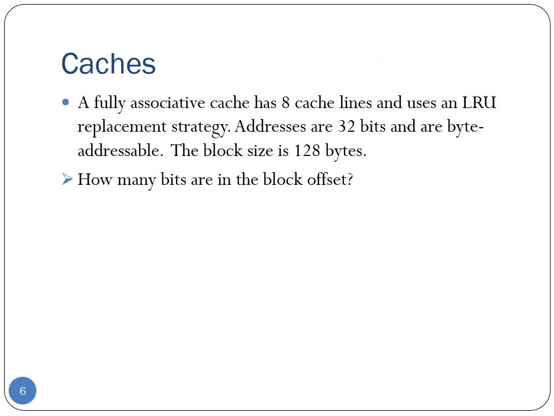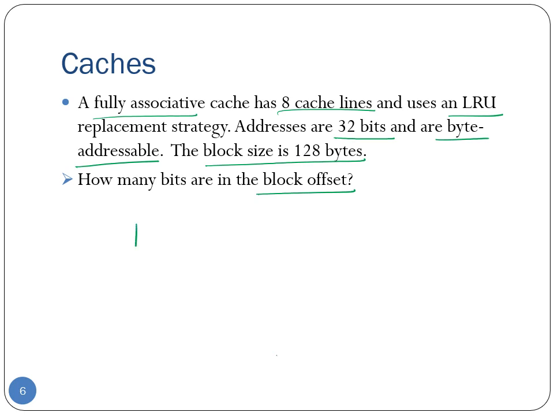The third question here is about caches. We are given a fully associative cache that has 8 cache lines. It uses LRU replacement policy. The memory addresses are 32 bits long. It's a byte addressable memory, and the block size is 128 bytes. The question is asking us how many bits are needed for the block offset.